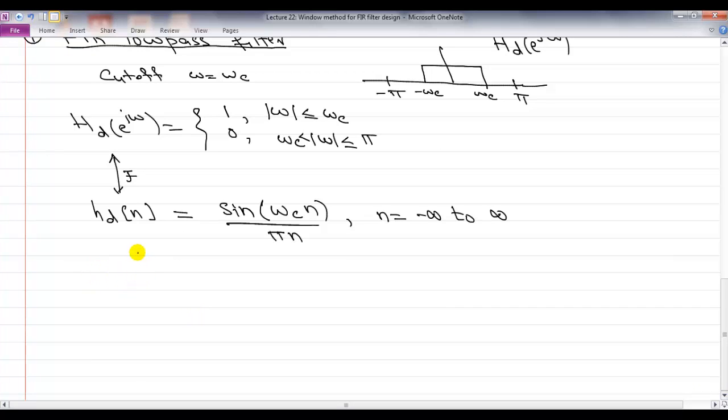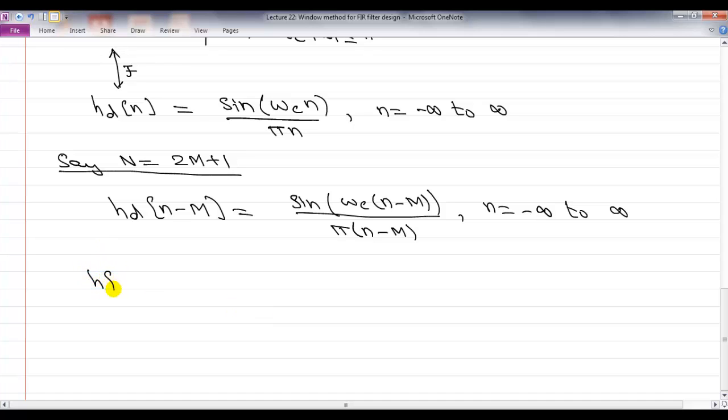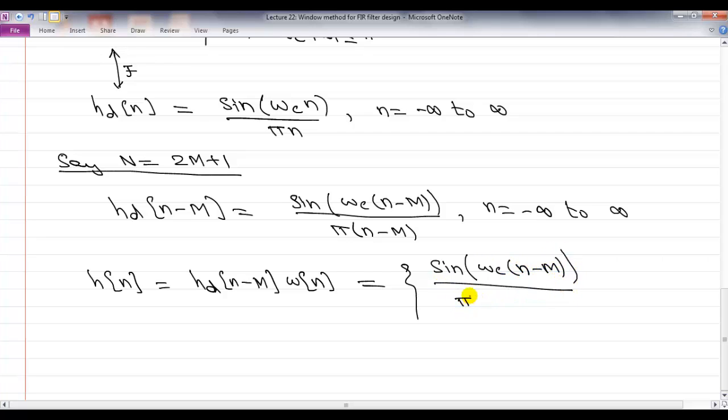So how we do that, we first shift the response. So if we say that, say, N equal to 2M plus 1, we shift this hd of n to get hd of n minus M, which simply is equal to sine of omega c of n minus M over pi of n minus capital M. This is still infinite duration. And the final step is that we now define h of n to be hd of n minus M times w of n, which is the rectangular window. So that is equal to sine of omega c n minus capital M over pi n minus capital M, but now from n equal to 0 to 2M and 0 otherwise.